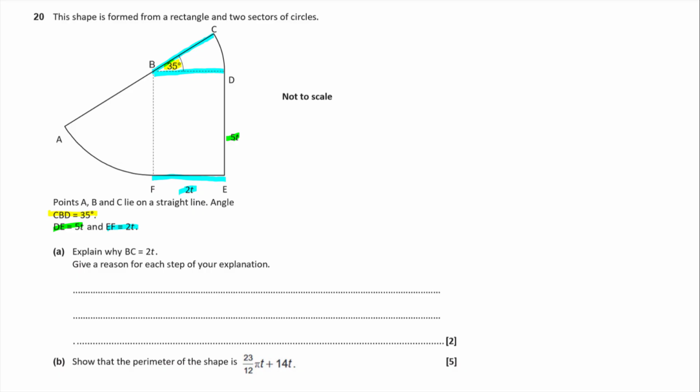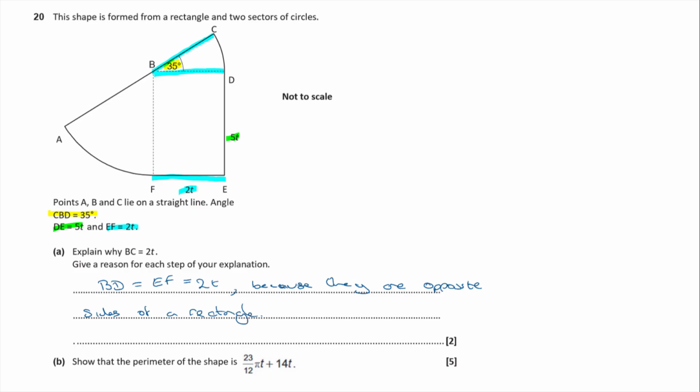So I need to put that down in words. I'm going to say that BD equals EF, which is equal to 2t, because they are opposite sides of a rectangle.